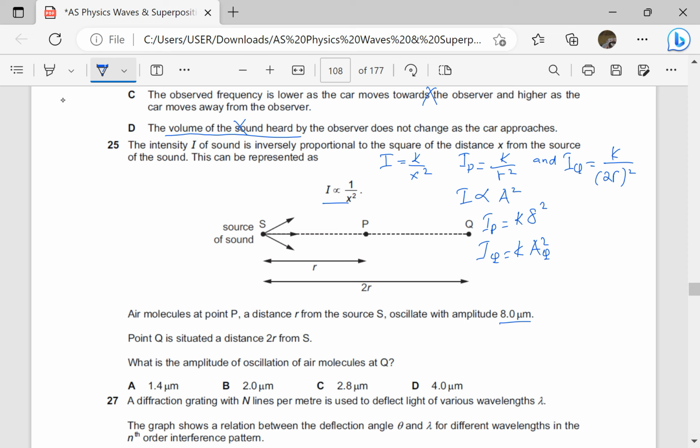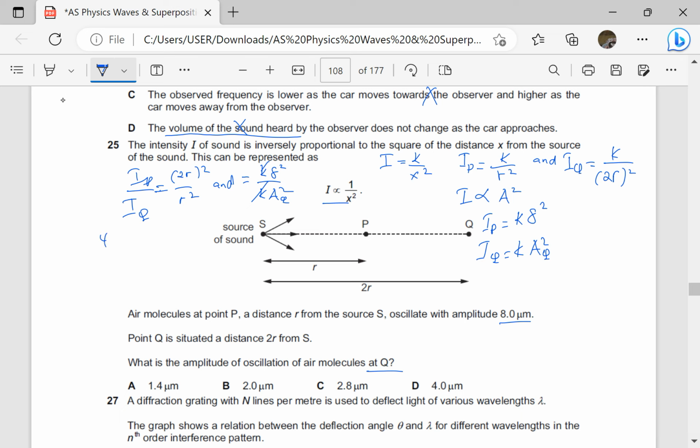We are just going to combine them using intensity being inversely proportional to R squared. I have that IP divided by IQ is equal to, K cancels, so I have 2R squared divided by R squared. I've divided the two equations, so I get the reciprocal of the last one in the denominator. And also, I have that IP over IQ is equal to K8 squared over KAQ squared, because we want the amplitude at Q, so K cancels out. So I just equate these two.